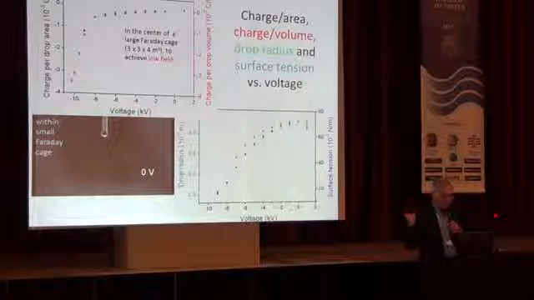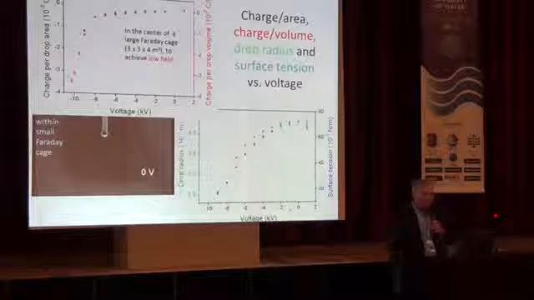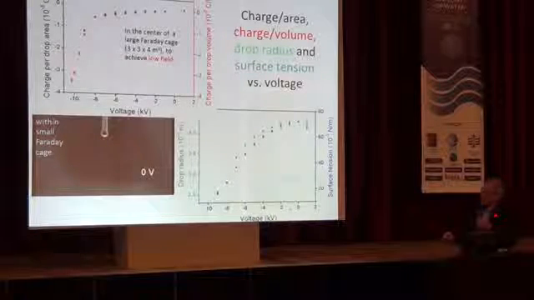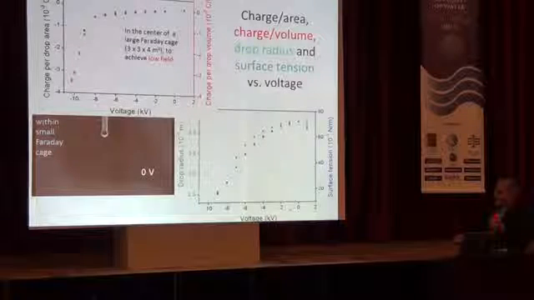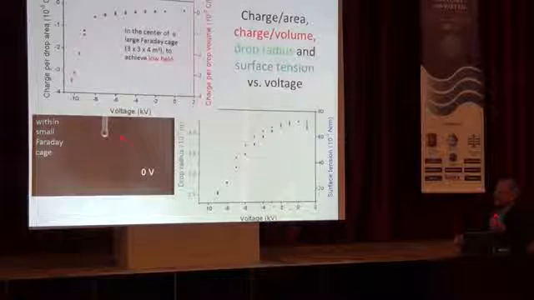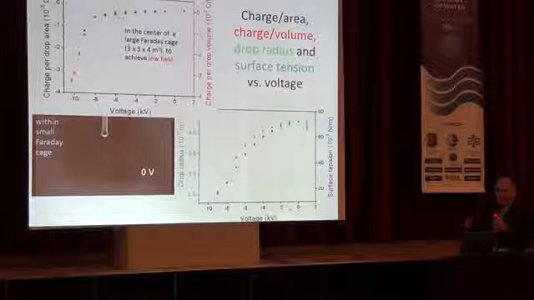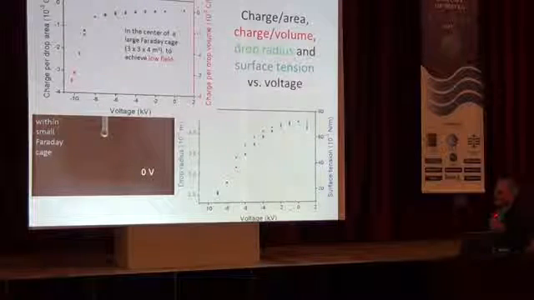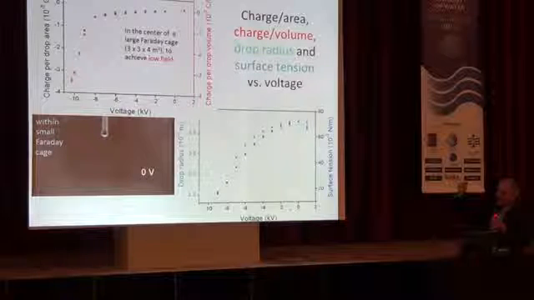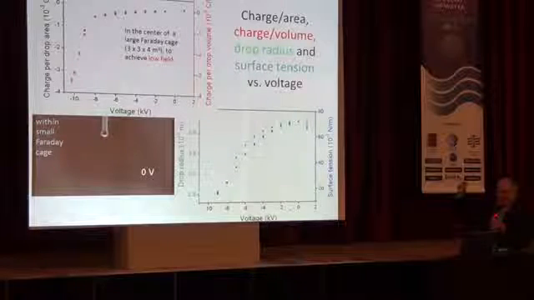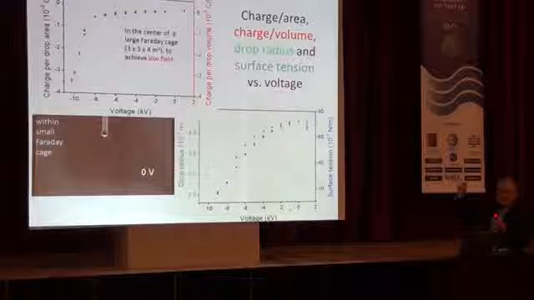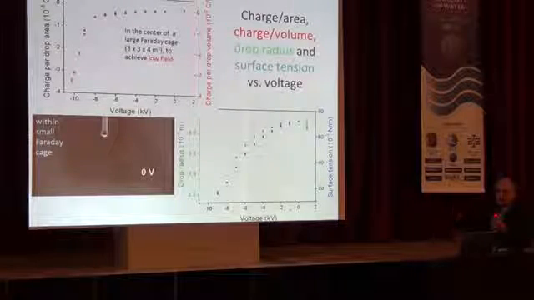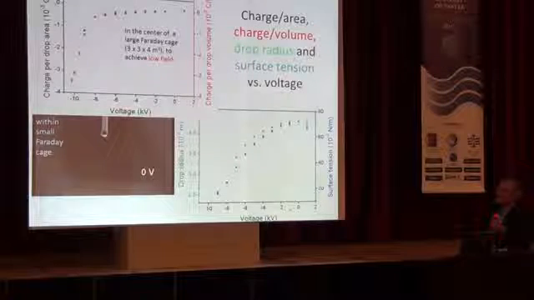Oh, sorry, I had to change the computer. The movie will not go. But what this movie shows is how the drop shape changes with the potential applied. We start with drops, they get elongated, and at 7,000 volts, we have a stream of water, no further drops.